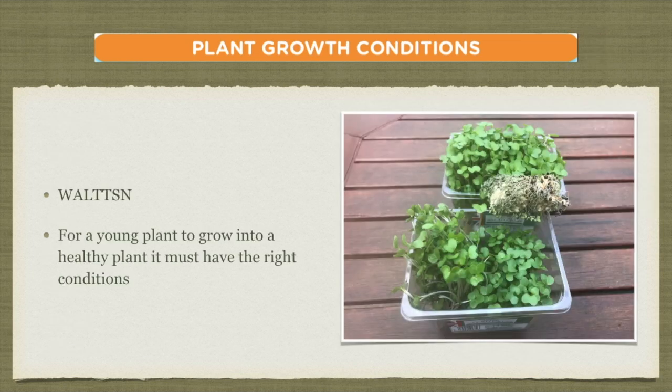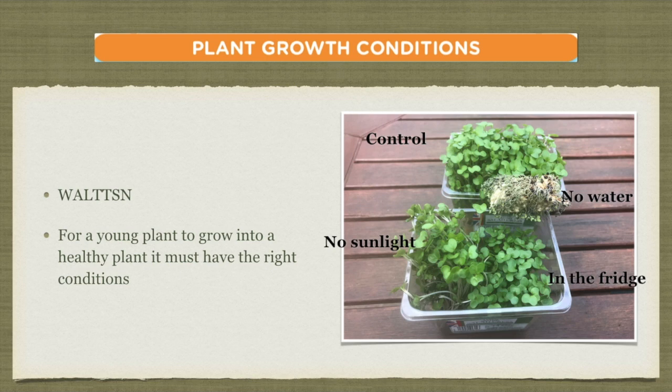So for a plant or a young plant to grow into a healthy plant, it must have the right conditions. So we can see on the right hand side, we've got the control and we've got the cress that was not given any water. Look at the difference between the control and the cress that had no water. Now we have on the left hand side the cress that had no sunlight, not as green, it's quite tall, and because the stems are growing really long because they're searching for sunlight.